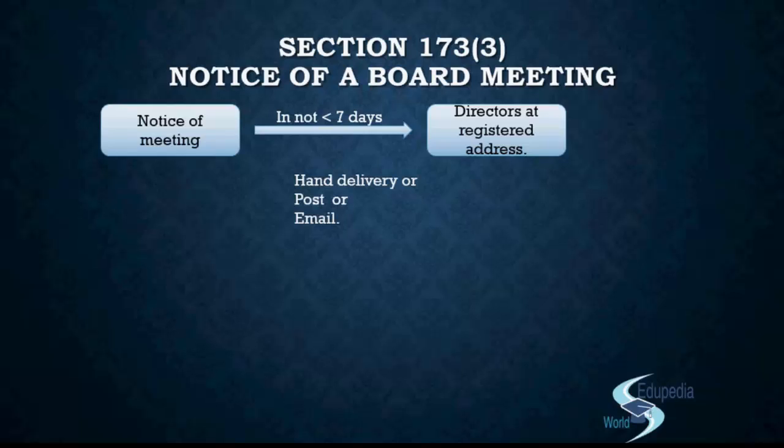If there is an alternate director appointed, then you will have to send a notice to both the original director as well as the alternate director. And there can also be a case where Mr. X does not want to attend the meeting. He will not be attending the meeting and he requests the board that no notice should be sent to him because he will not be present at the time of the meeting. So will that be allowed? The Act says that that will not be allowed.